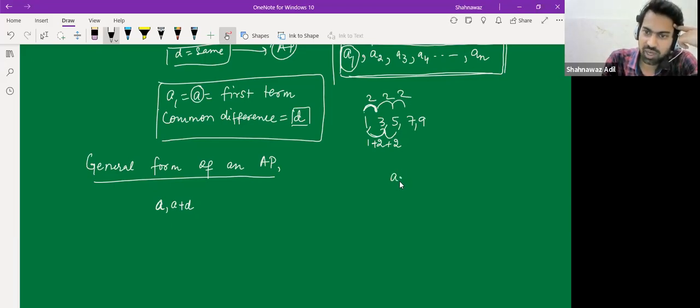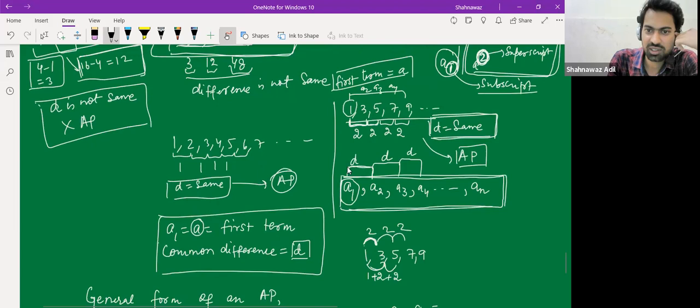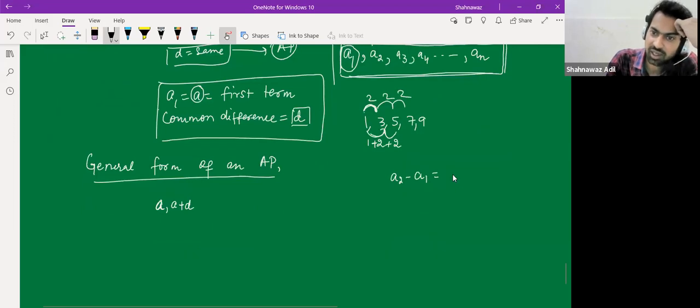Or you can see it this way. A2 minus A1 would be how much? The difference between the successive terms, the difference between this term and this term, would be D, the difference between 3 and 1. So this is the definition of the AP.